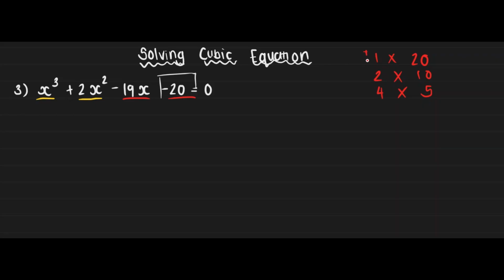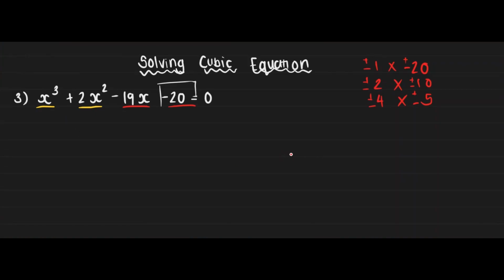Then you're going to say plus or minus for each of them, plus or minus 1, 2, 4, 5, 10 and 20. So these are the factors. What we're going to do is substitute these factors to find which one gives us a 0 when we put it inside. So let's do the trial and error using 1 and negative 1.